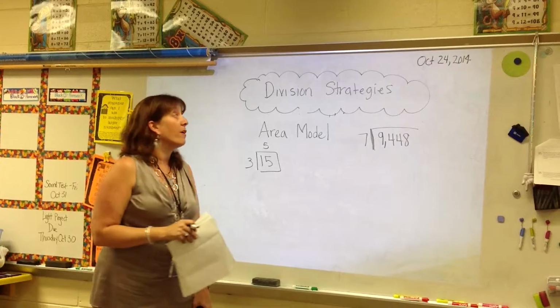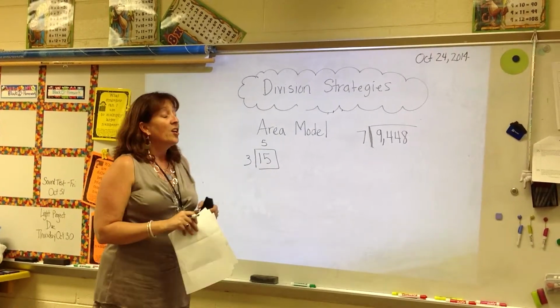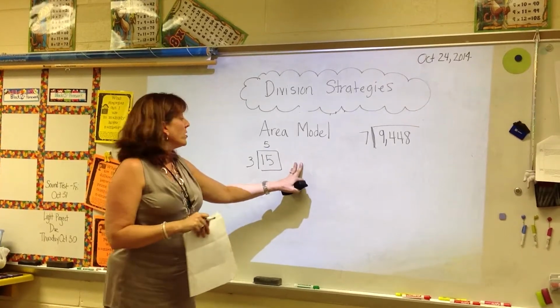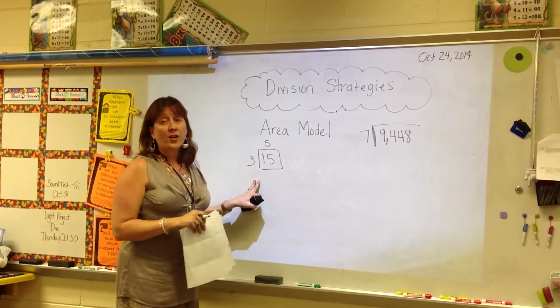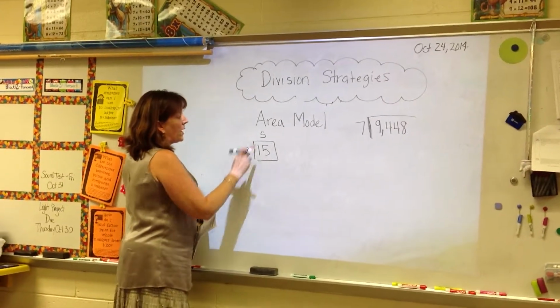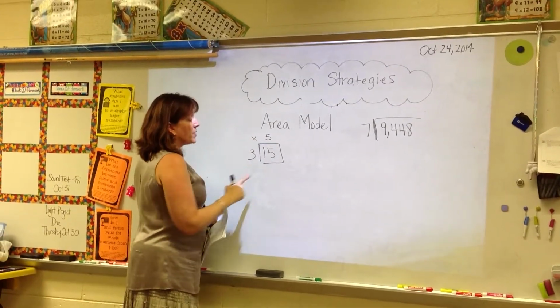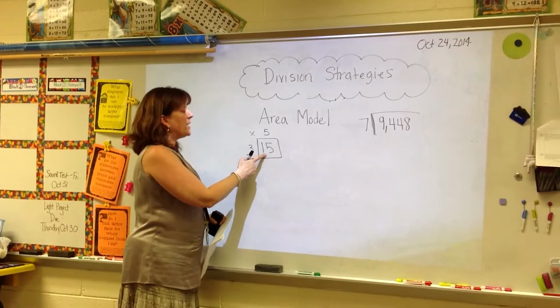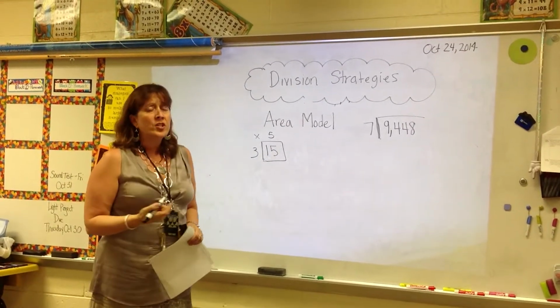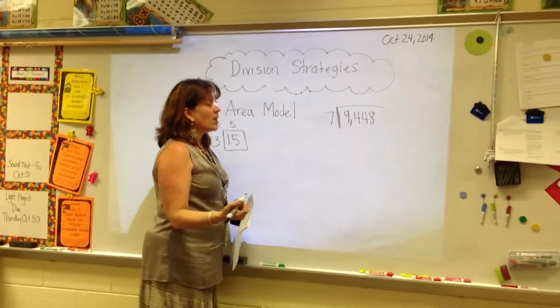Today we're going to be doing our third division strategies using the area model. We already know, boys and girls, that we can draw an area model for multiplication. We know that if I take the dimensions of 3 and 5 and multiply them together, I'm going to have 15 small boxes inside my array. When we look at division, division is just the opposite.